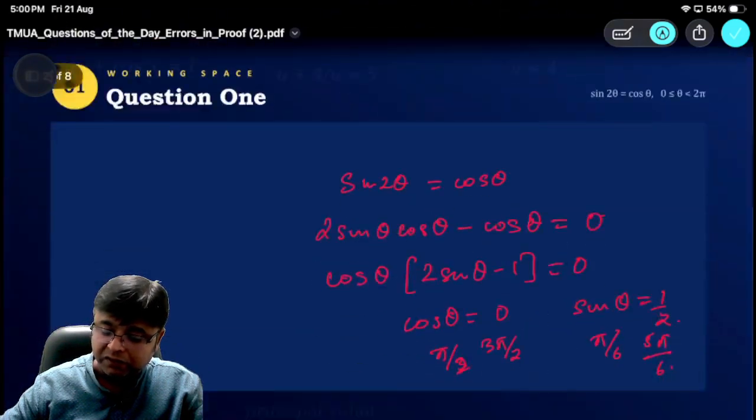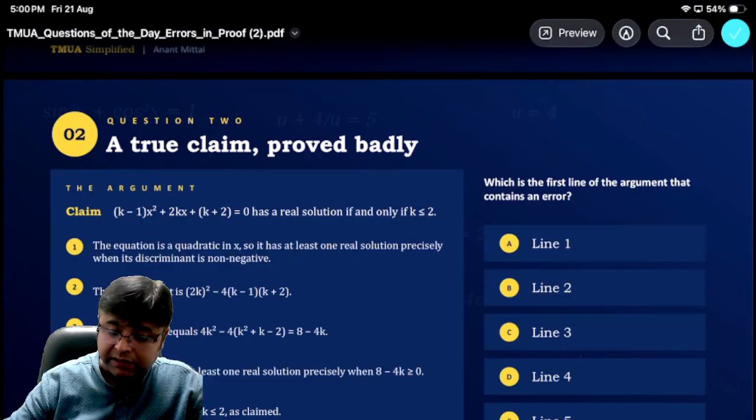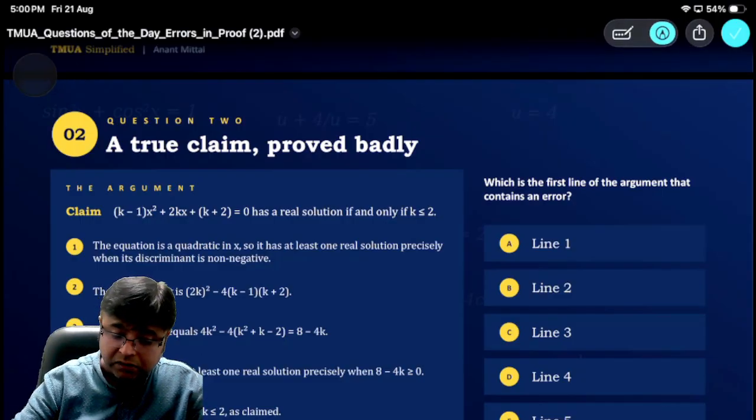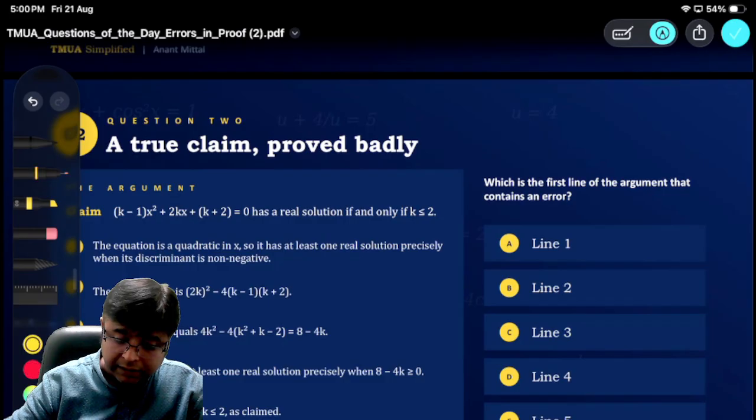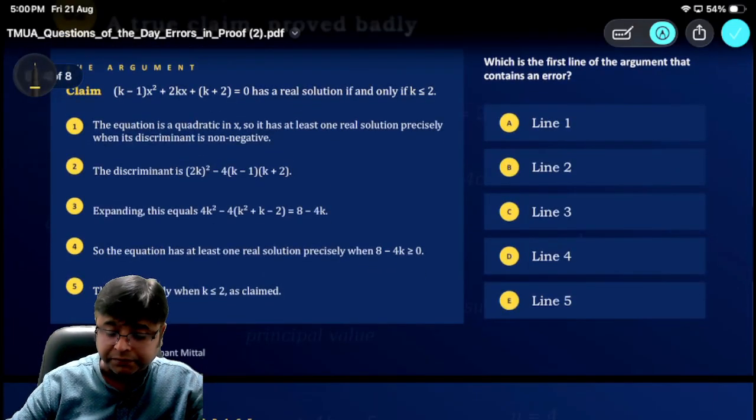Okay. Now, let's move on to the next. The next question is basically about quadratics again. It says that the equation k minus 1 x squared plus 2kx plus k plus 2 equals 0 has real solutions if and only if k is less than or equal to 2. So, where does the error lie?